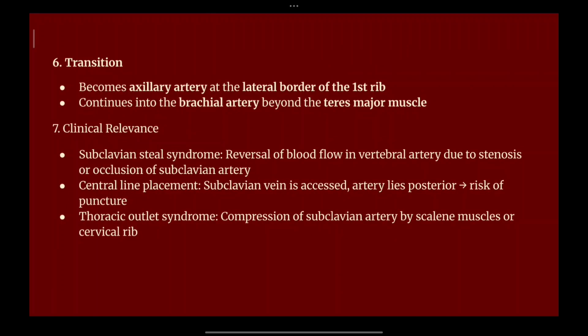So the transition is that the subclavian artery moves into the axilla, and hence it is called the axillary artery at the lateral border of the first rib. It continues into the brachial artery. So it starts at the arch of aorta, branches as the brachiocephalic trunk or the left subclavian artery. Then the subclavian artery forms the axillary artery because it is reaching the region of the axilla, followed by the brachial artery. Beyond the teres major muscle, whatever artery is present is called the brachial artery.